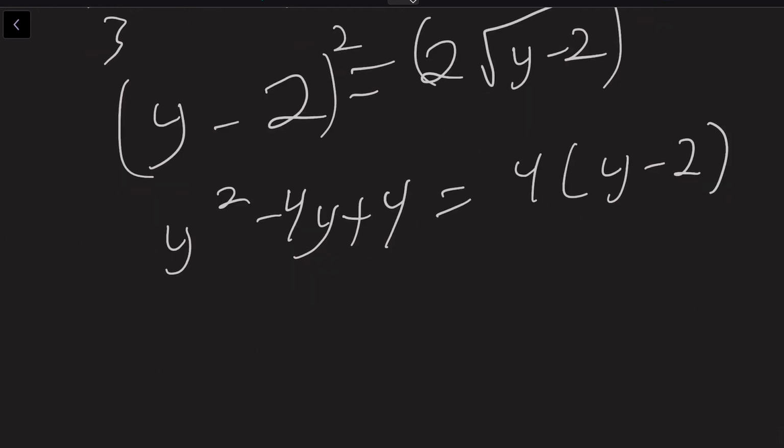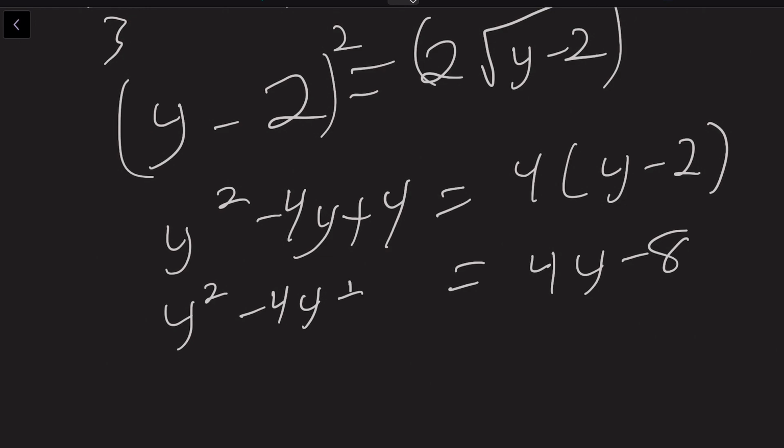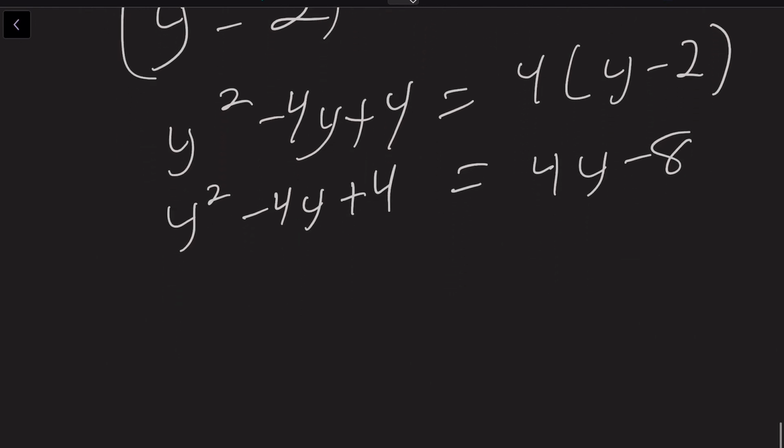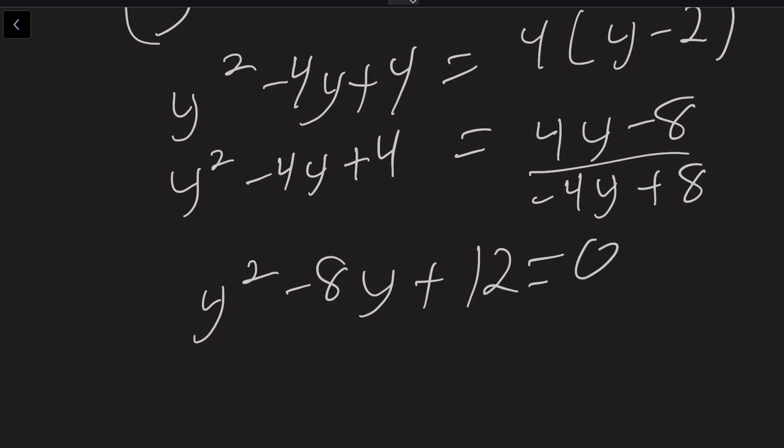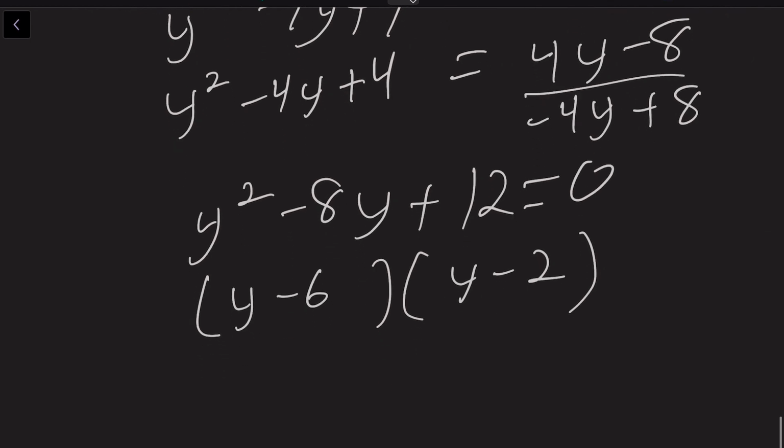I'm going to distribute this 4 times y minus 2. It's going to be 4y minus 8 is equal to, the left side stays the same, y squared minus 4y plus 4. Now I'm going to subtract 4y and I'm going to add 8 to both sides. So that's going to leave us with y squared minus 8y plus 12 is equal to 0. And when we factor this one, it's going to be y minus 6 and y minus 2. That means our answers are y is either equal to 6 or 2.